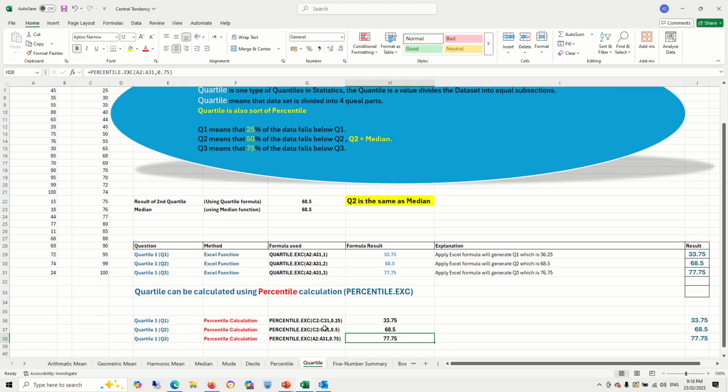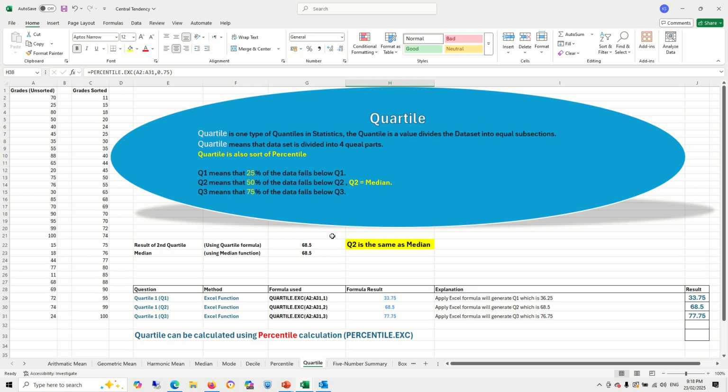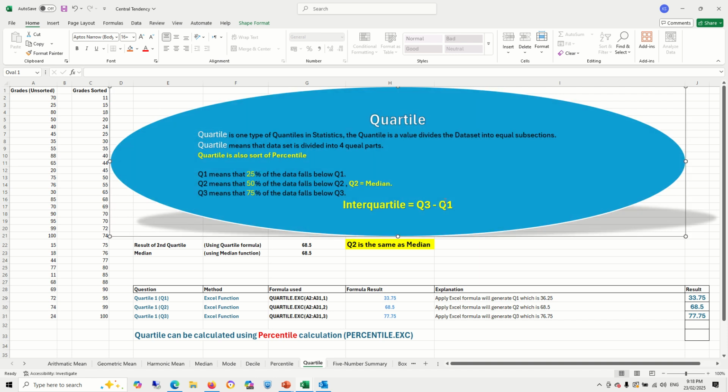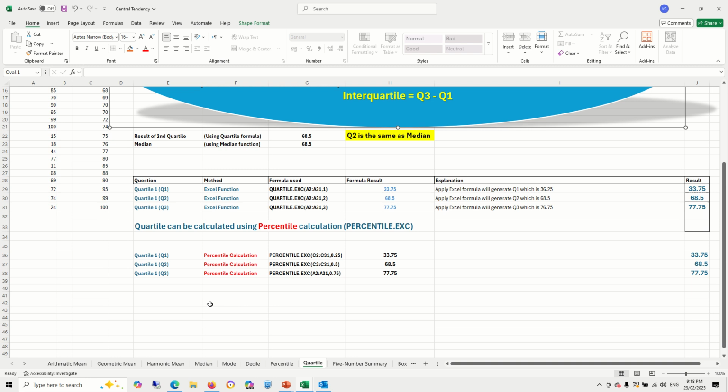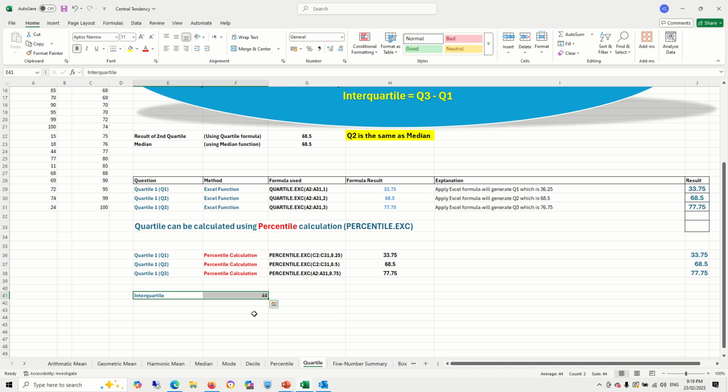So this is about the quartile. You have to note that the interquartile range equals Q3 minus Q1. So now, based on this data set, what is the interquartile? Interquartile here will equal Q3 minus Q1. That means interquartile in this data set is 44.